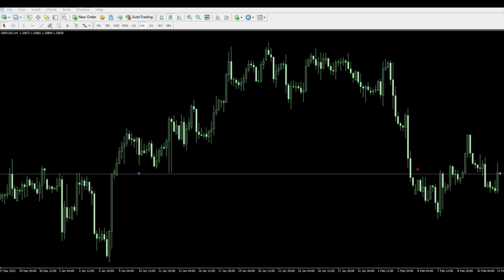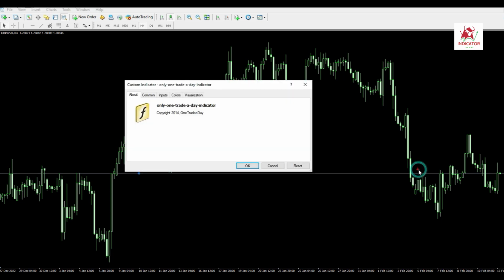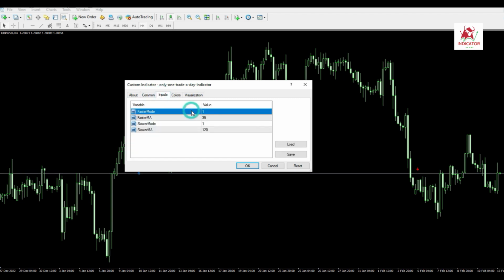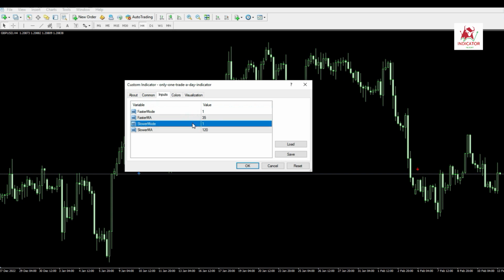Only one trade-a-day trend indicator has been designed based on the combination and crossover of two kinds of MAs, fast and slow. Like other crossover trend signal indicators, it doesn't make your trading chart clumsy with tons of average lines. It works in the background and signals the trend when it gets confirmation about a possible trend to be started.